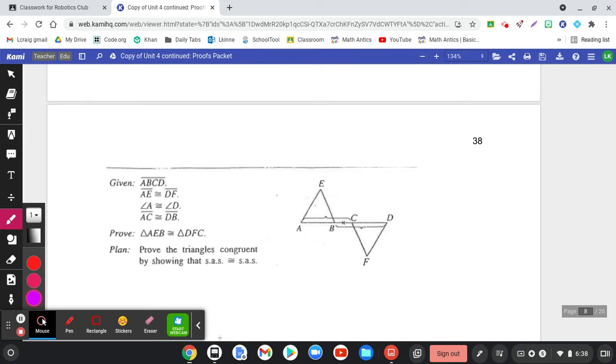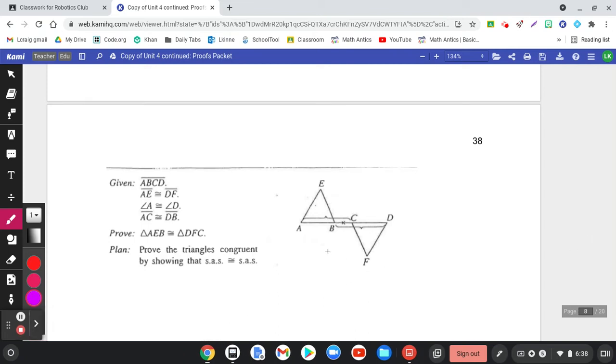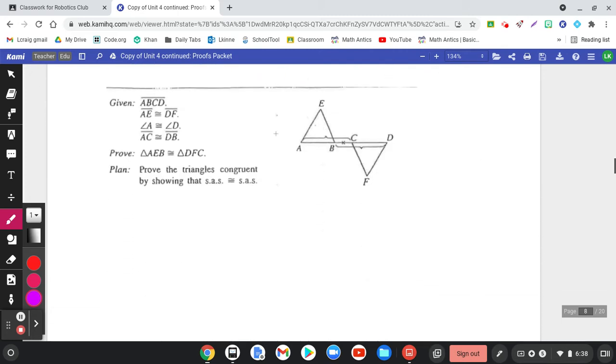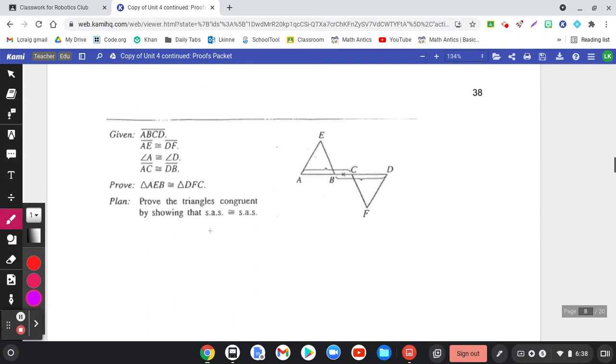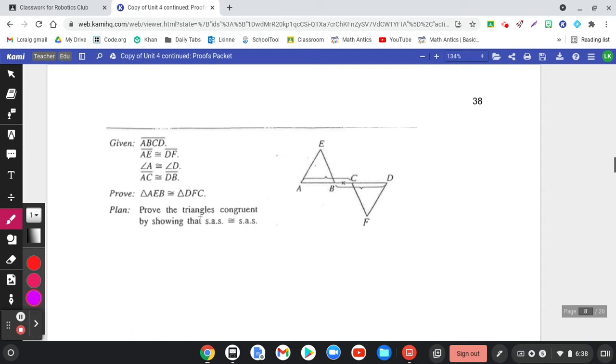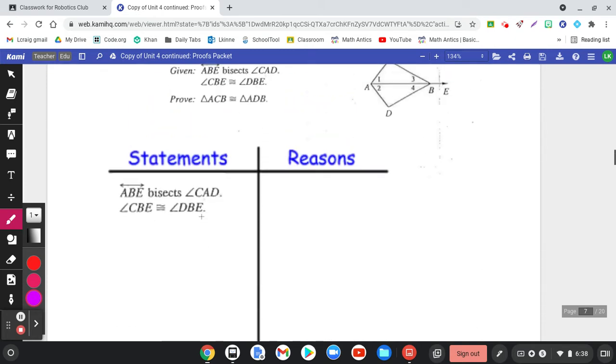Hey everyone. So in class, we're going to be working on pages 38 and 39 together. If you want to get yourself ready, you can get your statements and reasons set up, the columns, and put your givens in. And give those a try.